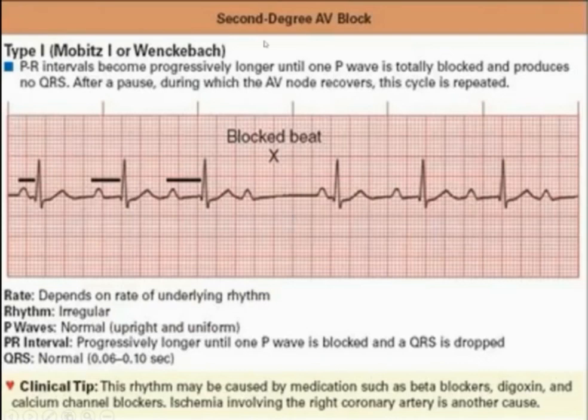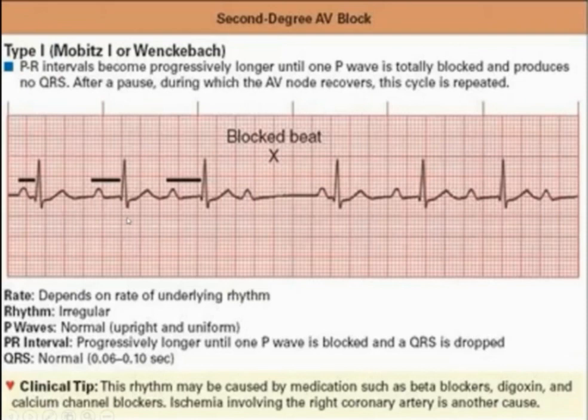What about the second degree AV block? Second degree AV block is a more severe degree of AV block, more than the first degree. We have two types of second degree AV block. We have type 1 and type 2. Type 1, which is called Mobitz type 1, or Wenckebach phenomenon, okay? Wenckebach phenomenon. The PR interval becomes progressively longer until one P wave is totally blocked and produces no QRS.